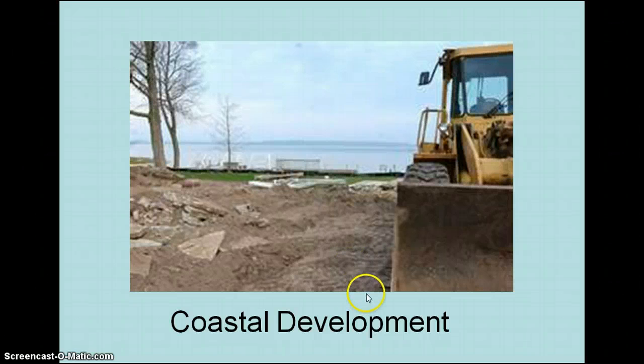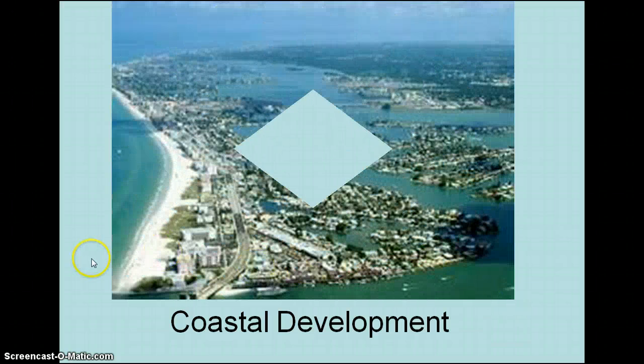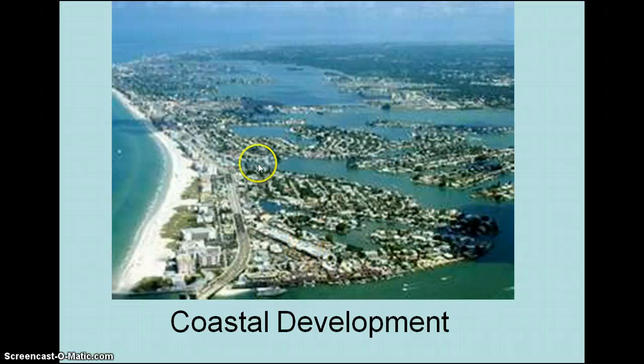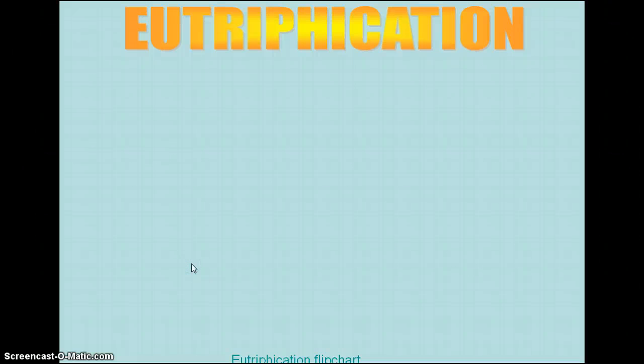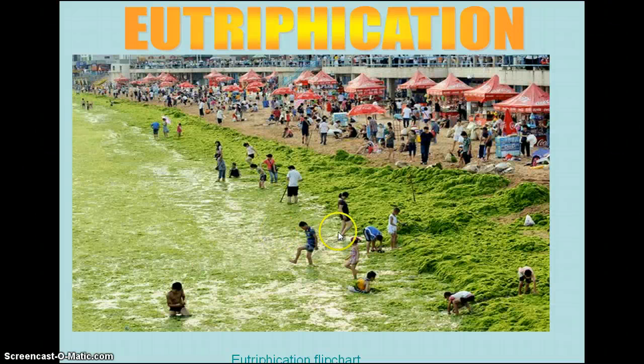Coastal development, big problem to the marine ecosystem. Obviously, property on the water is valuable, so a lot of construction takes place near the coast, and this is just a picture of our actual coast, Fort Lauderdale. So it leads to erosion, pollution, habitat destruction.